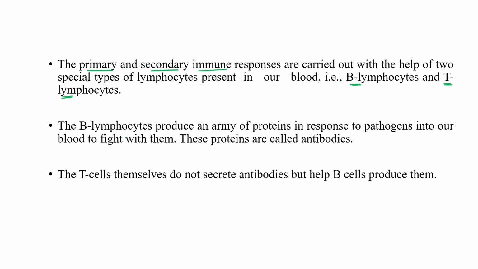B lymphocytes, which we have already discussed previously in that picture, are mainly responsible for producing antibodies in response to a specific pathogen, while T lymphocytes or T cells do not create antibodies themselves but help B cells to produce them. These again produce other kinds of cells, CD8, CD4, T helper cells. That's why we use the term cell-mediated immune response by T cells, and humoral immune response by B cells, right?